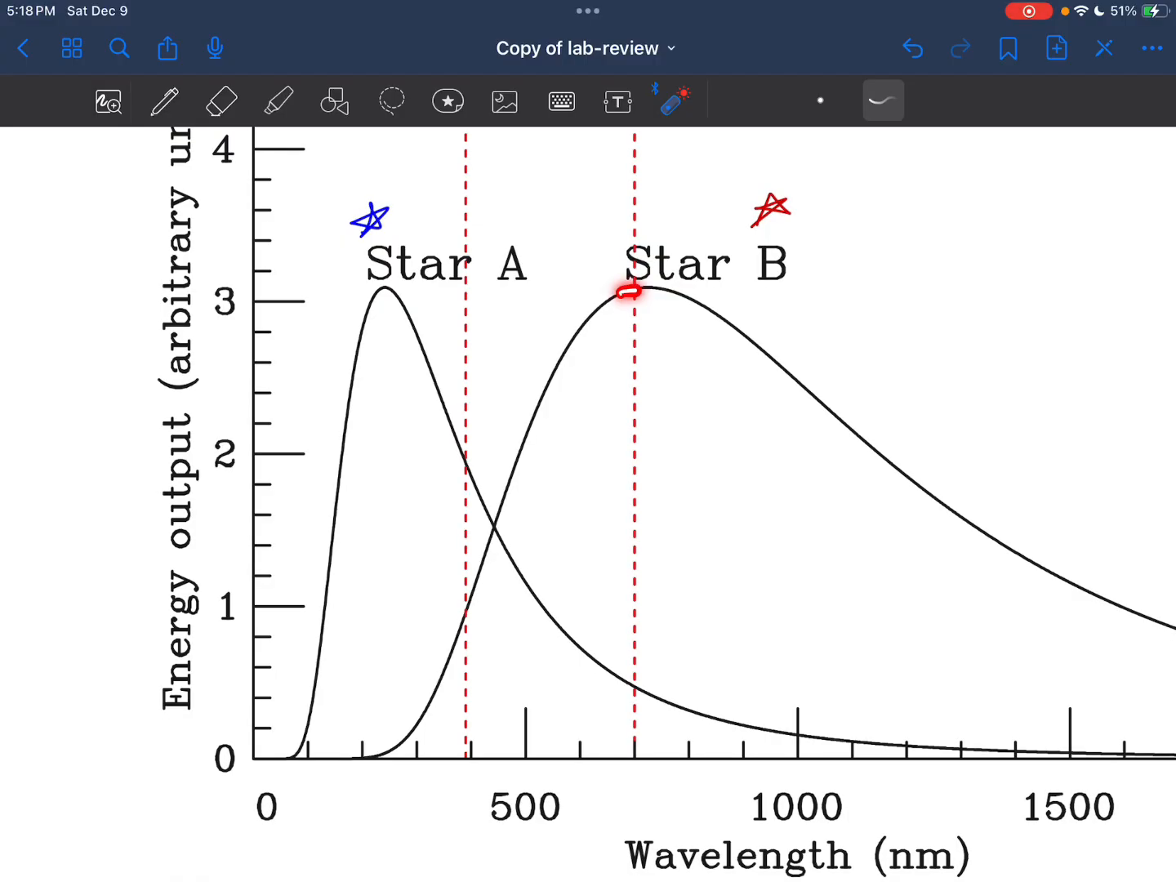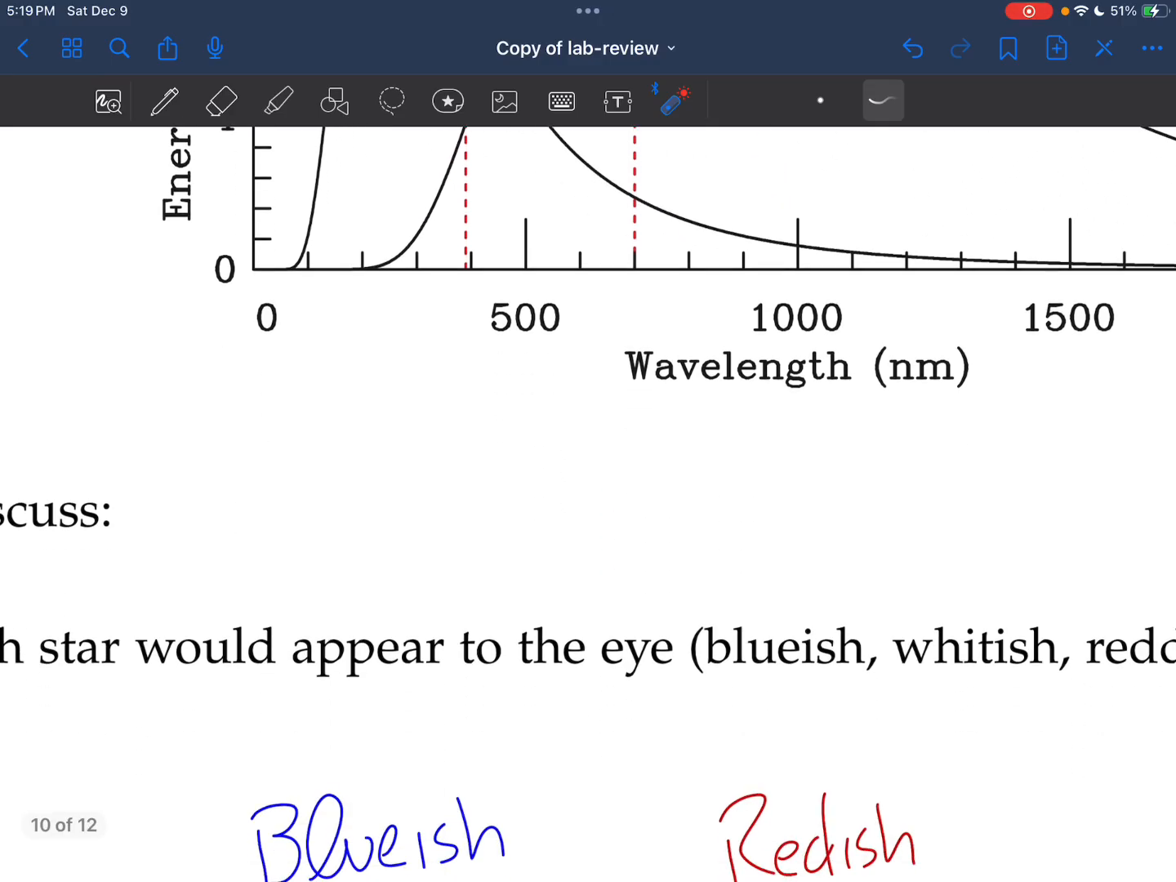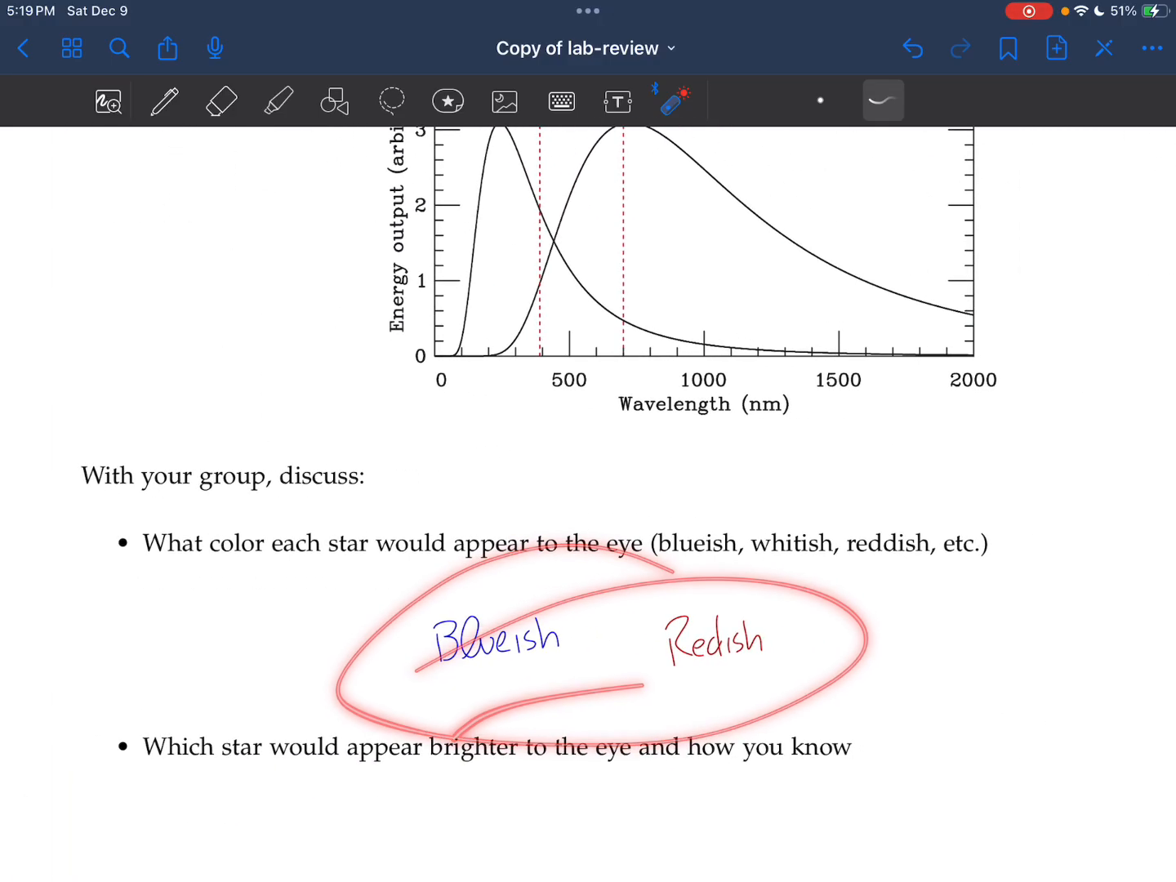Again, star A and star B, we have a huge difference. For star B specifically, we have a huge difference between the amount of red light and the amount of blue light. And for star A as well, huge difference between the amount of blue light and the amount of red light. All right, so that's why they're going to appear different colors.